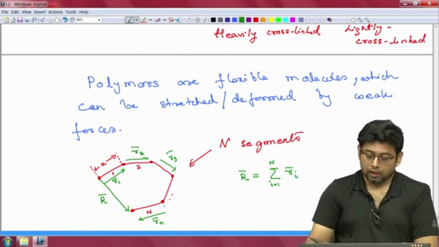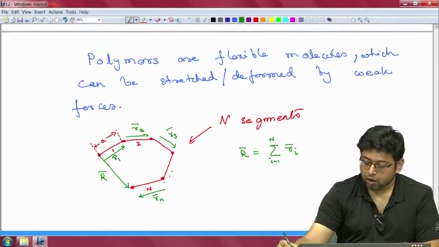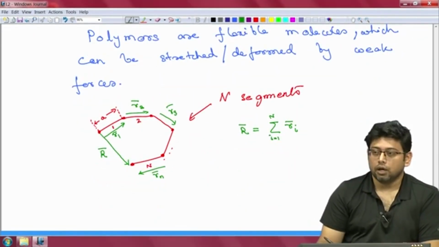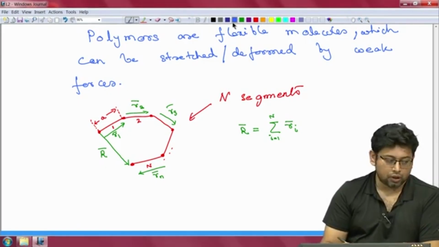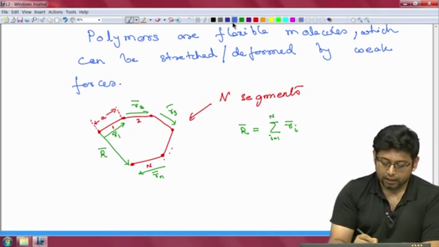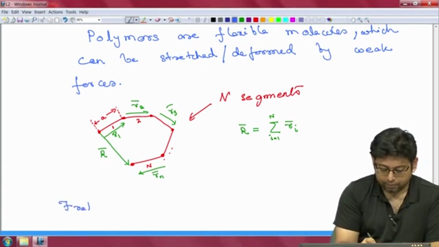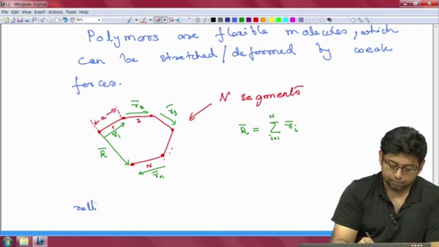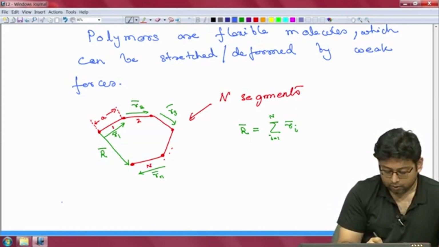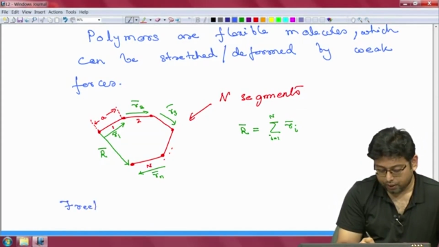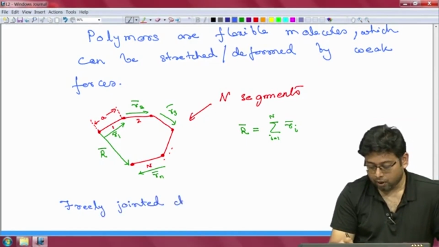Now, we will assume a particular type of model. So, now we have to figure out what this R bar is, but how do we do that? We will take a particular approach, or a particular model, which is also known as the freely jointed chain model.